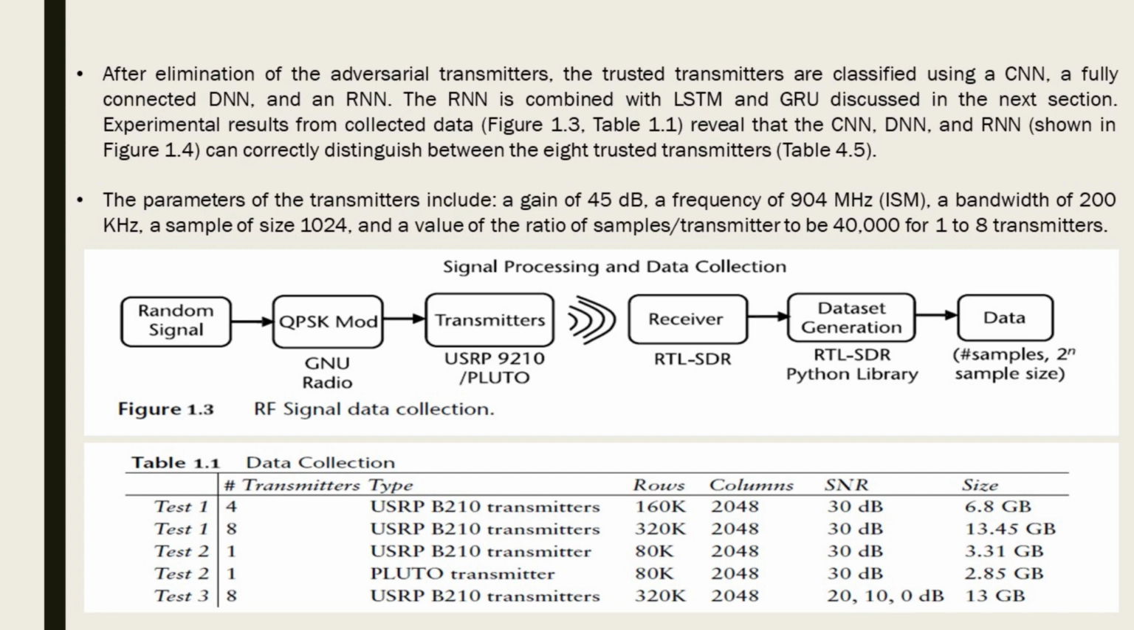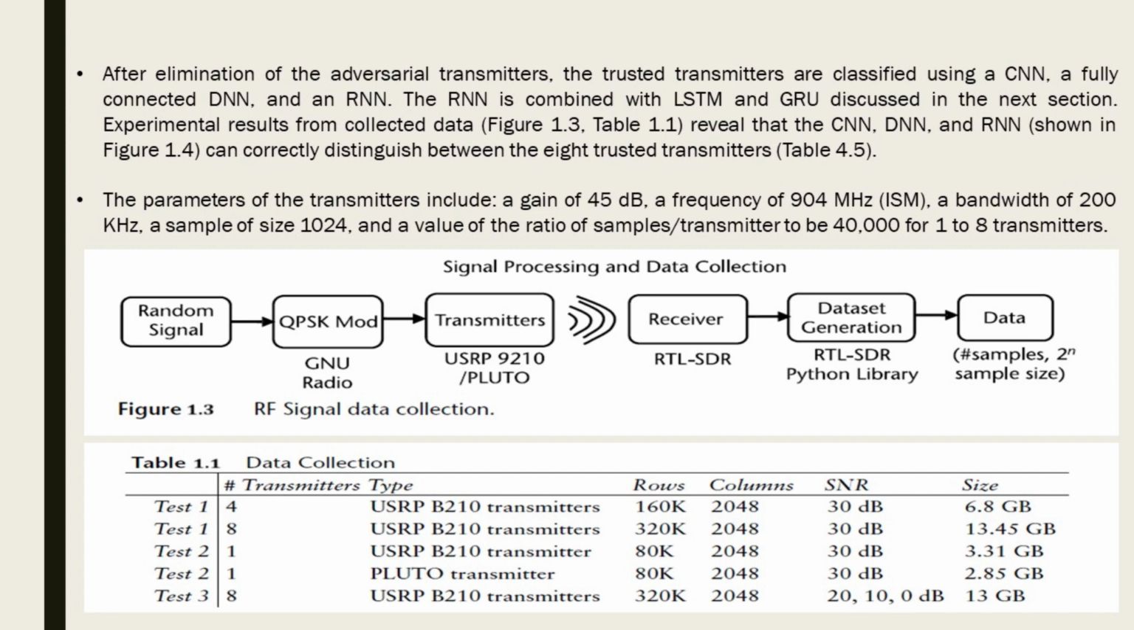The transmitters are configured with a gain of 45 dB, operating at a frequency of 904 MHz in the ISM band, with a bandwidth of 200 kHz. The sample size for each transmission is set at 1024, and the ratio of samples per transmitter ranges from 1 to 8, totaling up to 40,000 samples per transmitter. These parameters are key to ensuring the accuracy and reliability of the data collected, which is then used to train various deep learning models. Let's take a closer look at the experimental data collection.